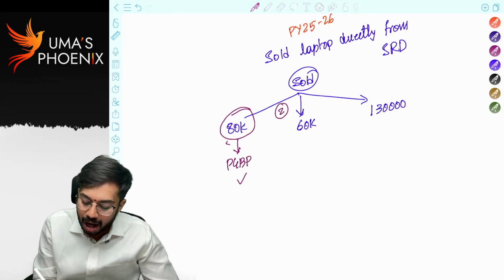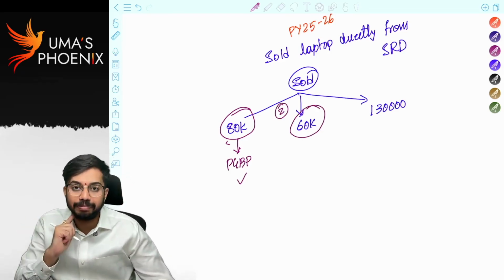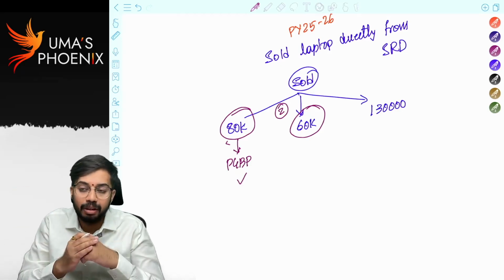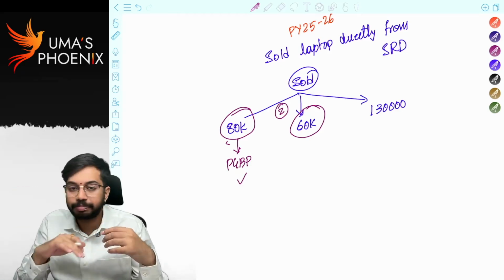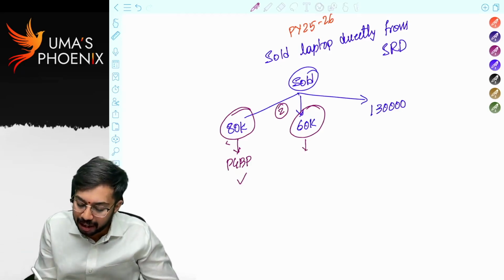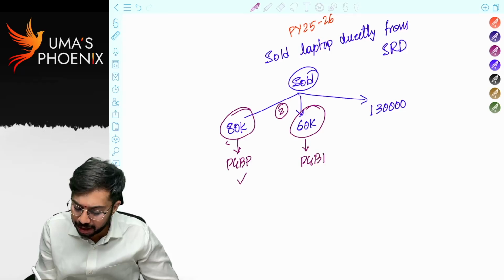Case 2, I sold it for only 60,000. I purchased it for 80,000. I sold it for 60,000. How much I got? I got 60,000 rupees. Whatever the income that is received, that is also taxable under the head PGBP.